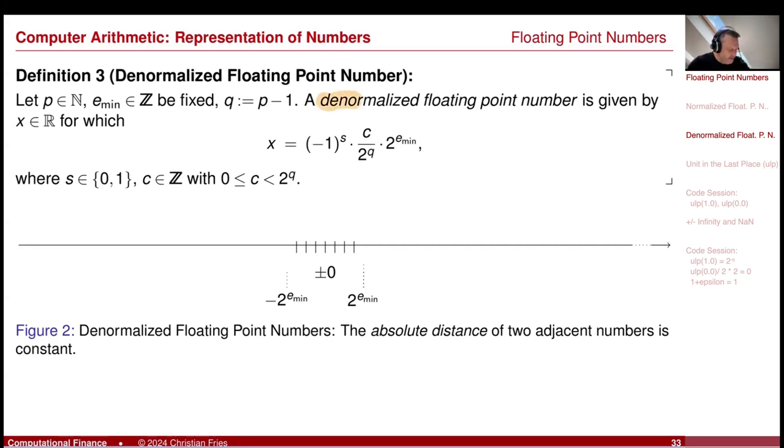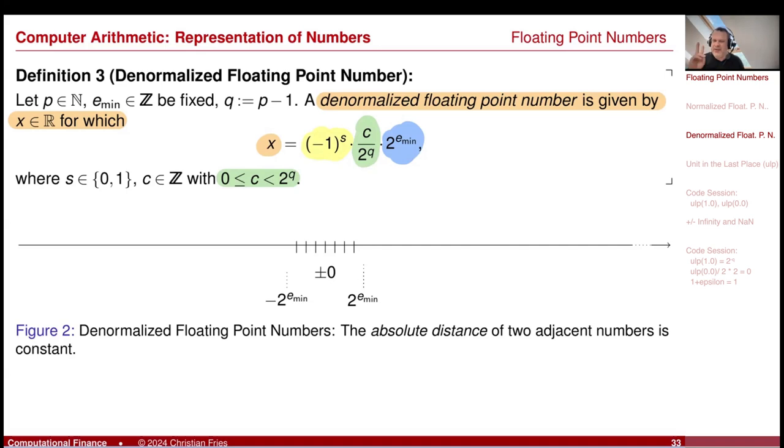So a denormalized floating point number is given by x in R, which is now given. So the constants are the same as before. The p, the e min, my q is the same. So I have a minus 1 to the power of s encoding the sign. And then this 1 plus term changes to a c divided by 2 to the power of q multiplied with 2 to the power of e min. So you see, it's just the equipartitioning of this gap. Yeah. So with the corresponding step size. So my step size is 1 divided by 2 to the power of q. Yeah. So my c is between 0 included, 2 to the power of q not included.